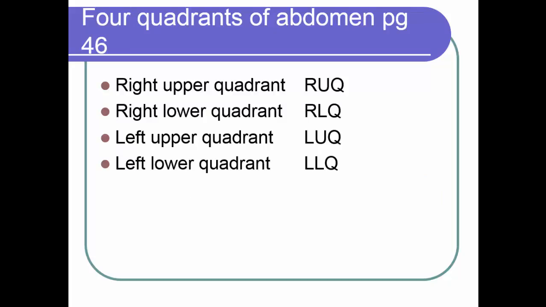There's 4 quadrants listed in your textbook on page 46, and the way that that's arrived at is if you took a marker and you drew on your abdomen, and you made a cross with the section intersecting at the belly button. Then the quadrants are labeled right upper, right lower, left upper, and left lower quadrant, and given the respective abbreviations, which you will need to know.